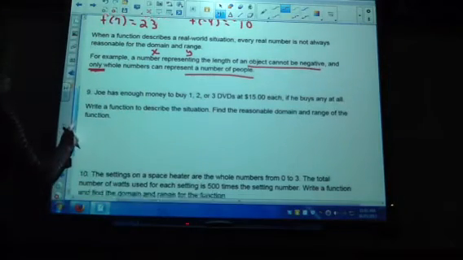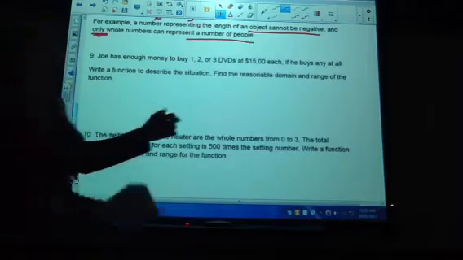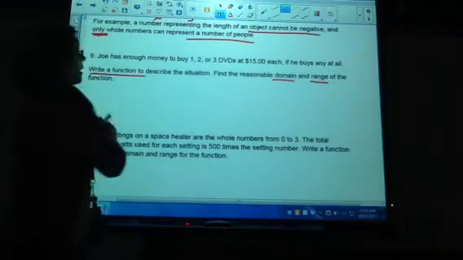Okay, so let's look at 9 and 10 here. Joe has enough money to buy 1, 2, or 3 DVDs at $15 each. If he buys any at all, write a function to describe the situation. Find the reasonable domain and range of the function.